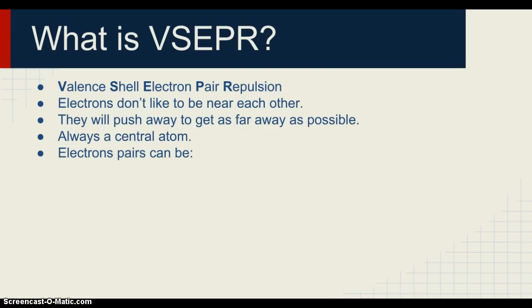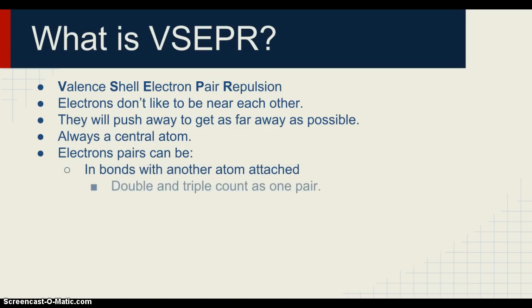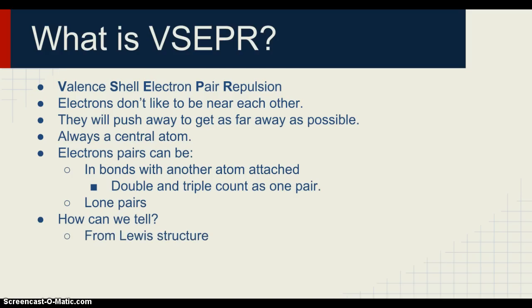So what are these electron pairs? Well, electron pairs can either be in bonds, and a double or triple bond is still going to count as one electron pair, or there can be lone pairs. The lone pairs are the unbonded electrons. You'll recall we had those around some atoms when we were drawing Lewis structures, because these Lewis structures will tell us where these electron pairs are. So first we're going to draw the Lewis structure, and then we can figure out its three-dimensional geometry using VSEPR.